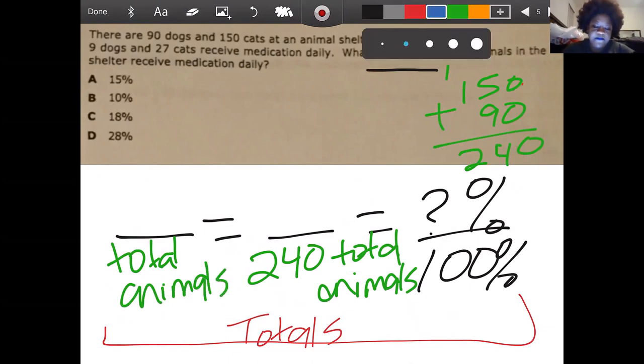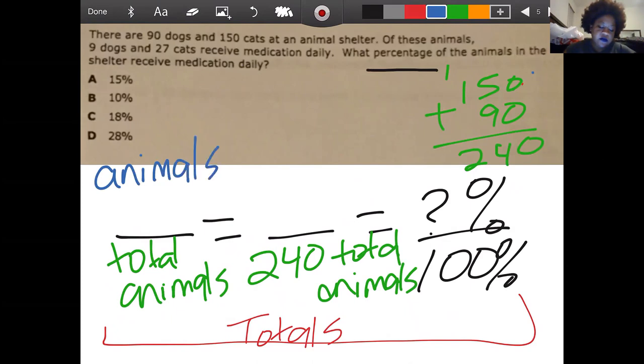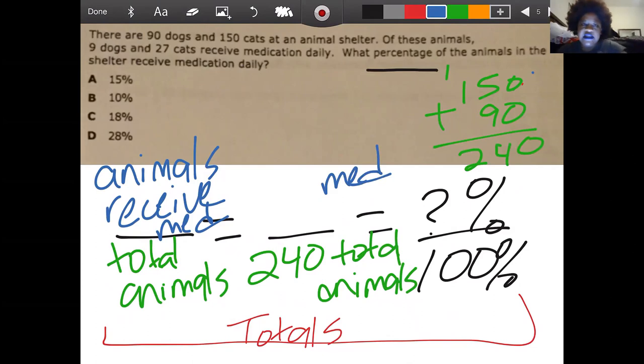Back to our question, okay? What percentage of the animals in the shelter receive medication daily? So our top is going to be the animals that receive medication. So let's find out. I'm just going to put meds over here just to save time and space. So here is going to be the animals that receive medication. What's 27 plus 9? That's going to be 36. Okay? So this is how you solve that problem when you do your retake.